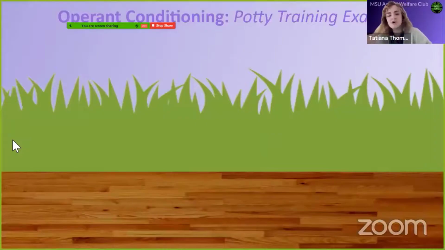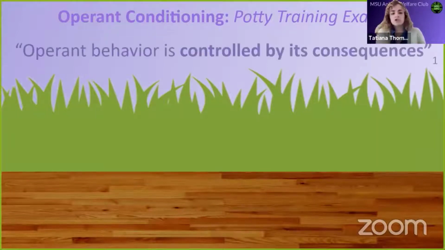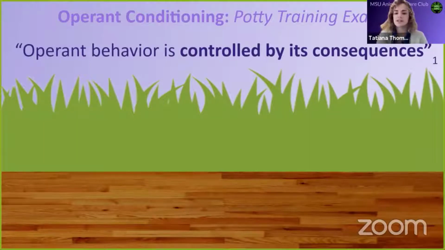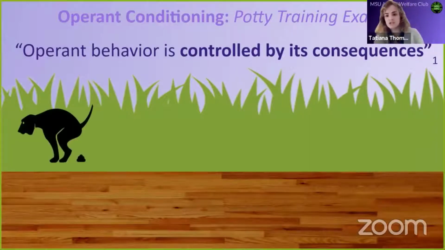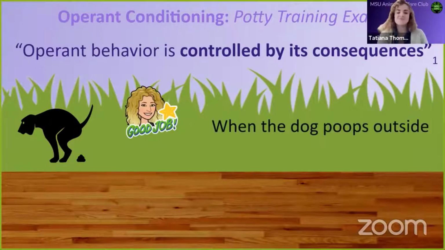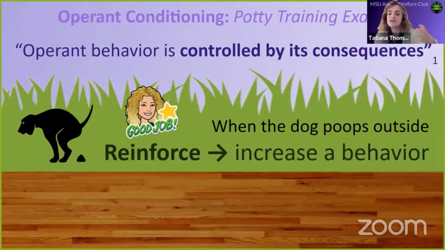So clicker training relies heavily on operant conditioning. Clicker training, which was developed by Karen Pryor, uses operant conditioning coined by B.F. Skinner, which describes behavior controlled by its consequences. Using potty training a dog as an example, if a dog gives the desired behavior of pooping outside, we are going to reinforce that to increase the incidence of that behavior.